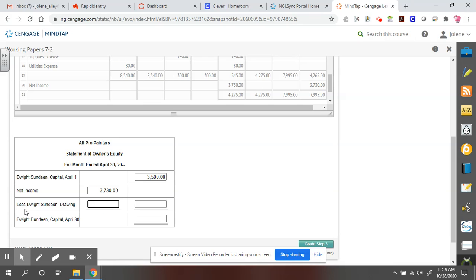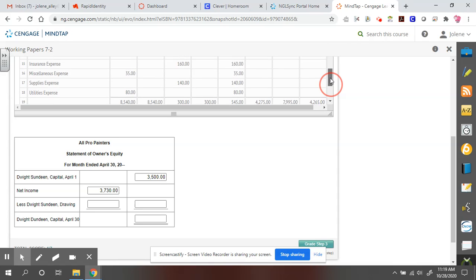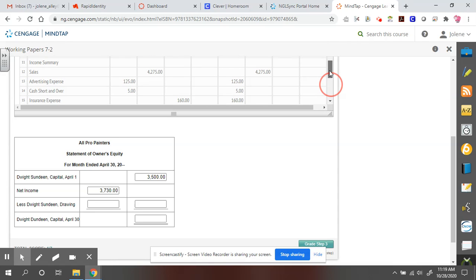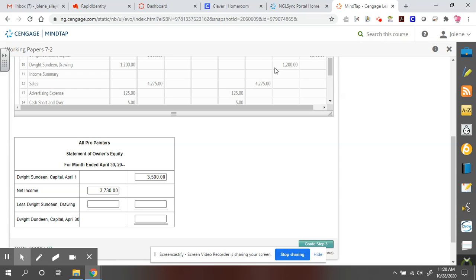And then it says less the drawing account. So it wants us to subtract off the amount that's in the drawing account. Well, we're going to just scroll up to the drawing account. Here's the drawing account, and it says $1,200. So that means that the owner, Dwight, took $1,200 out of the money of the company, and maybe he used it for his own house payment or his own car payment. He used it for his personal life. Now, he can do that. It's not illegal to do that. He just has to document it.